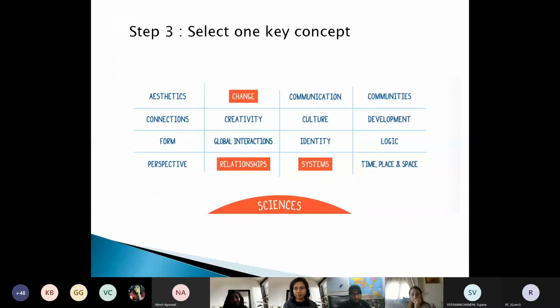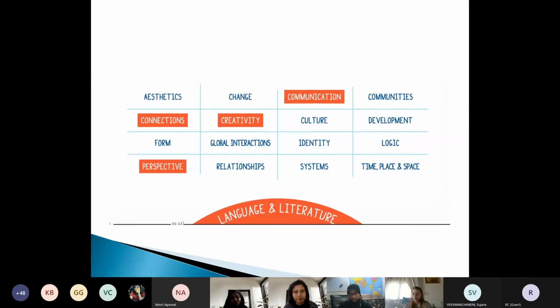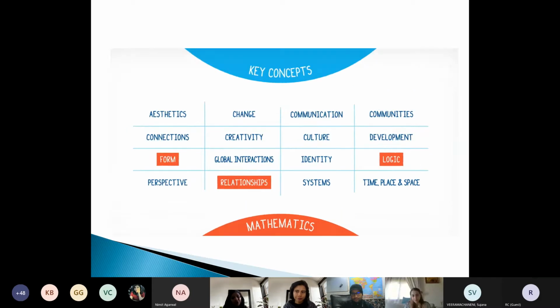So there are some more examples. For example, sciences can use change from one state to the other, relationships, systems. Language and literature, as one of the educators spoke about it, perspectives, connections, creativity, communication. So they can be used in their own subject, but they're applicable to other groups as well. And then you have maths using form, relationship, logic. So these big, powerful ideas give a big picture to the entire unit.